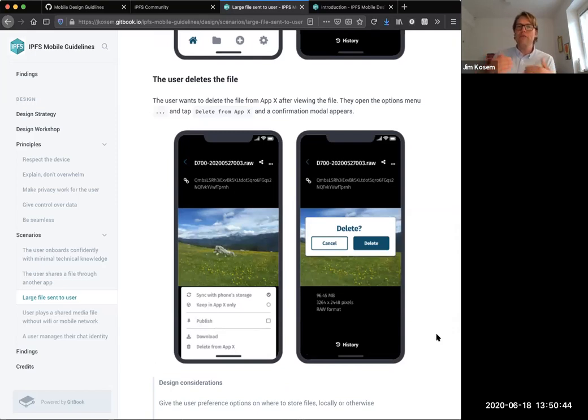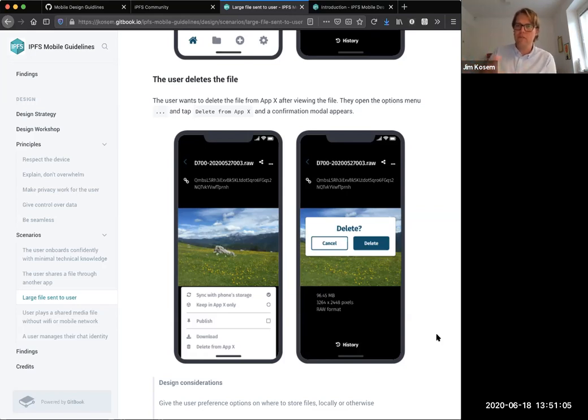So if you give the user in AppX the ability to sync with the phone storage, which they can set as default, or maybe not as default, or keep in AppX, meaning IPFS only, then they can choose between those. And if it's synced with the phone storage, then they say, well, I can delete it from AppX, but it's still on my phone.